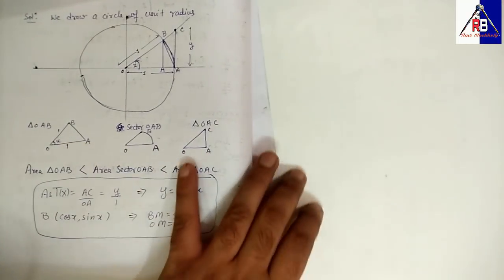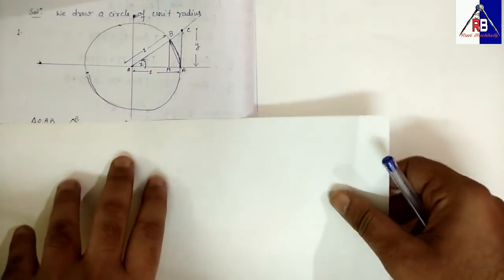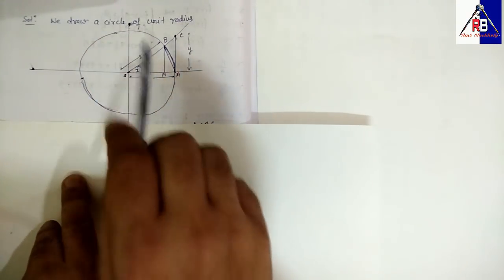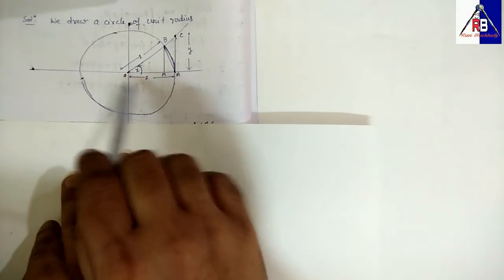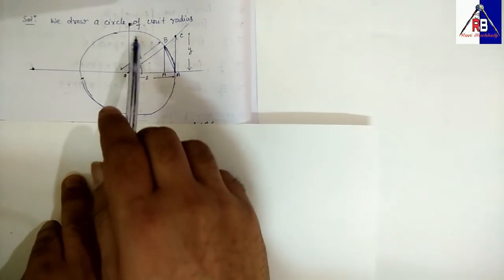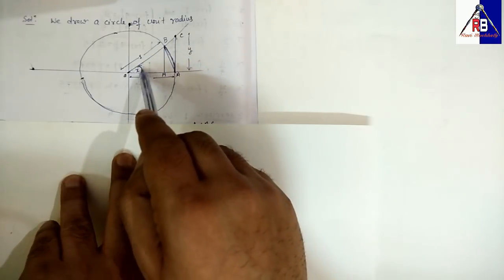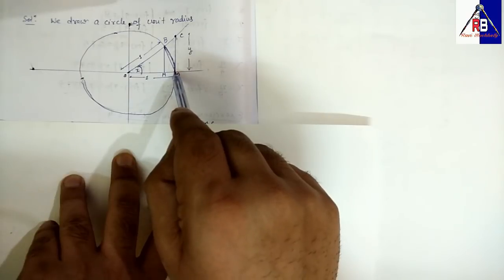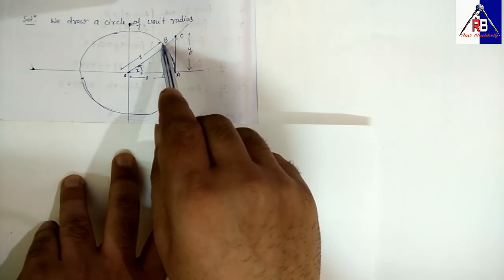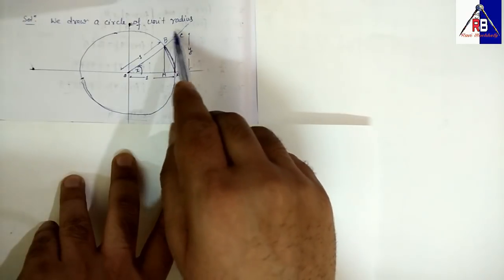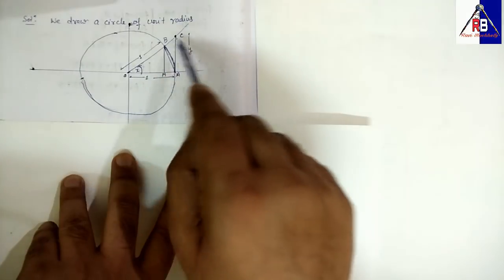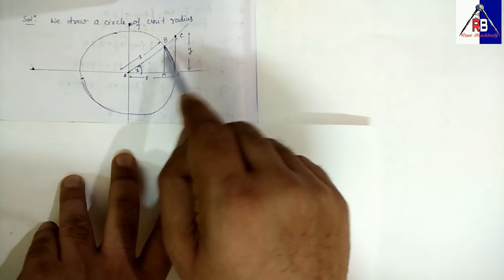Okay, and let's see. It has a very beautiful proof. Let's see how we are going to prove it. First of all, we need to draw a circle of unit radius. Unit radius means a circle of radius 1. Now, in the first quadrant, at an angle x, I draw a line. Yes. And now, this point is A, this point is B, perpendicular, this point is M, and this point is C.